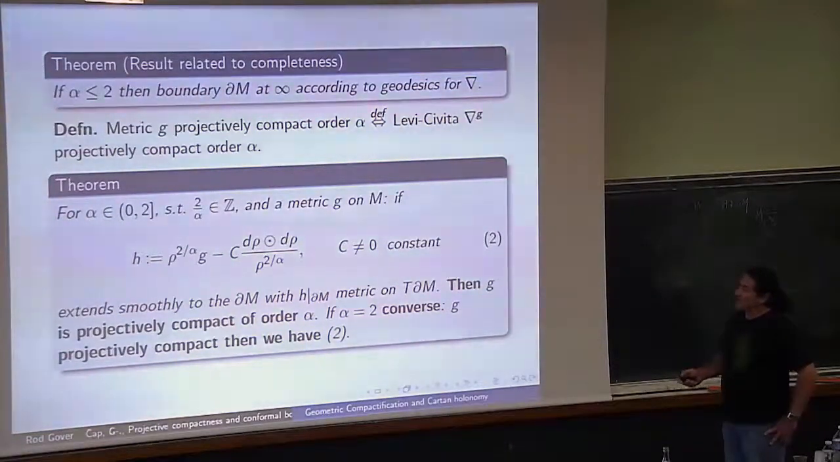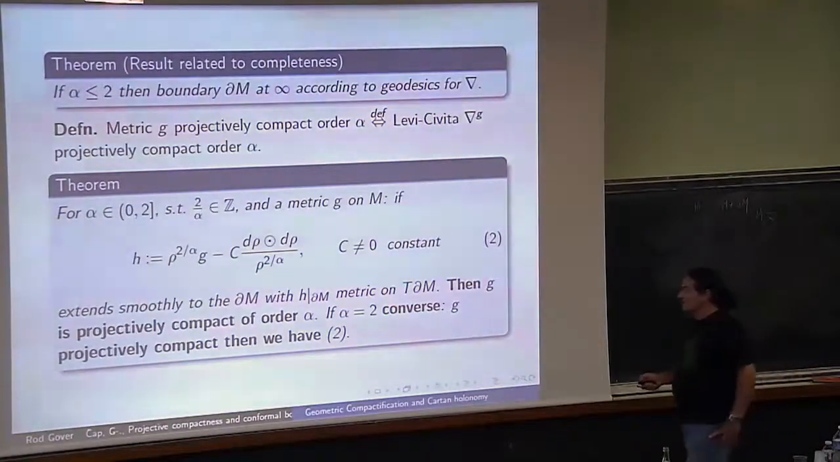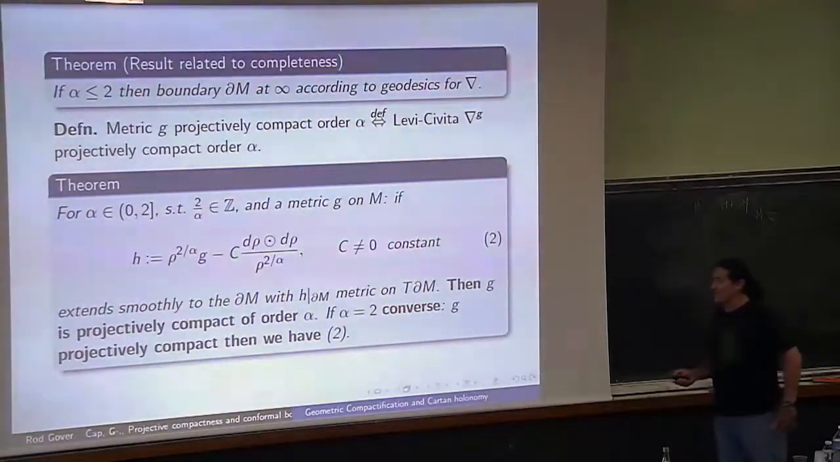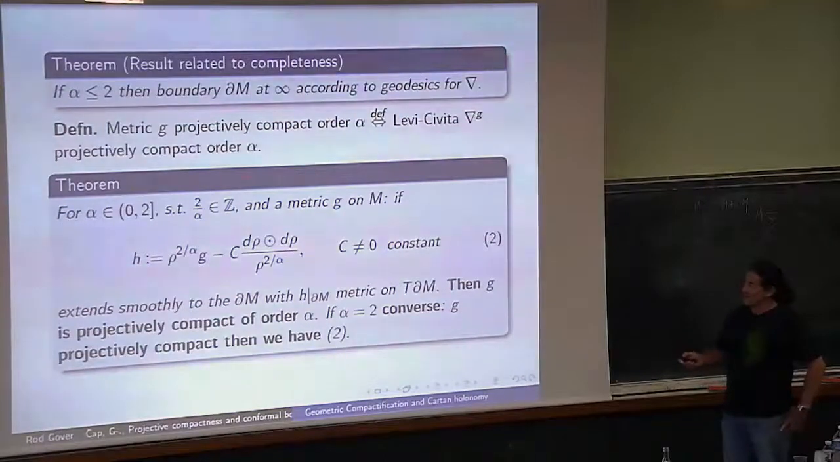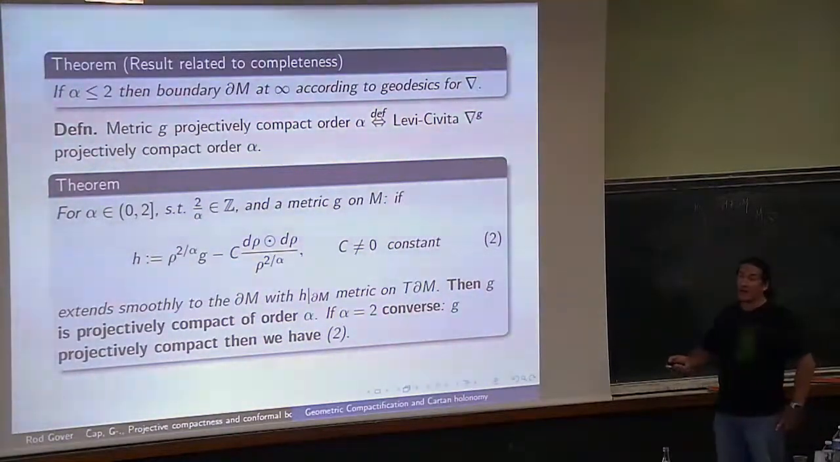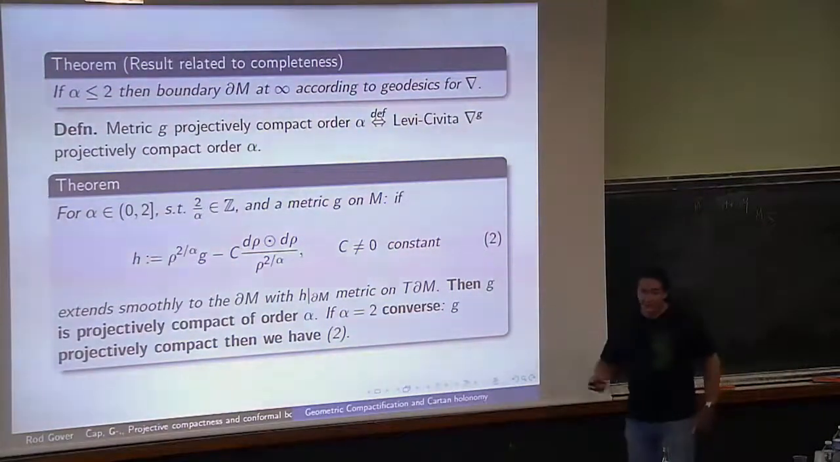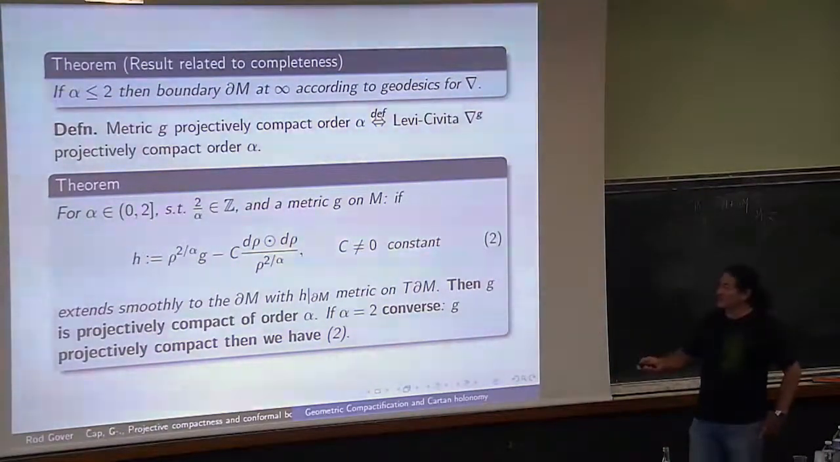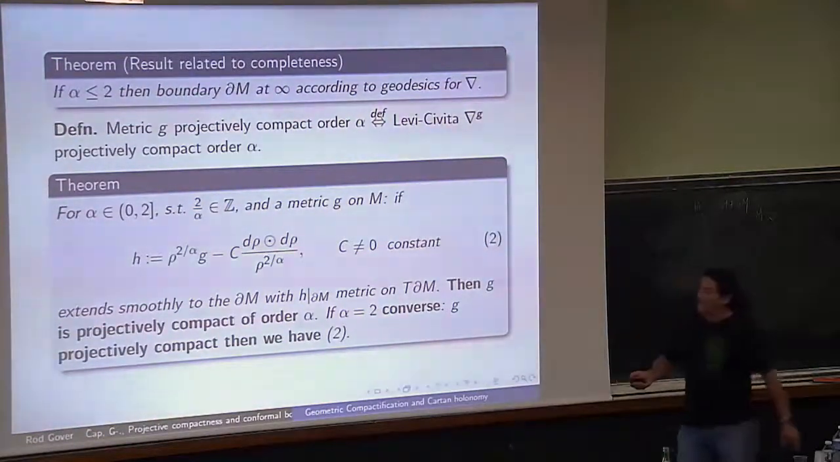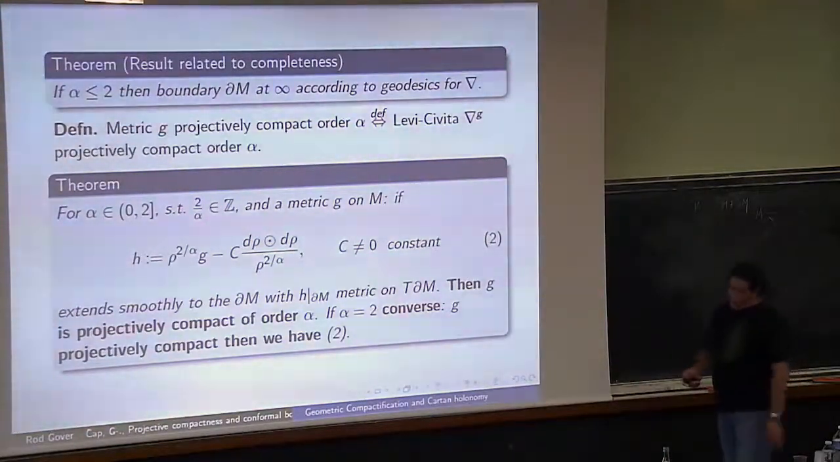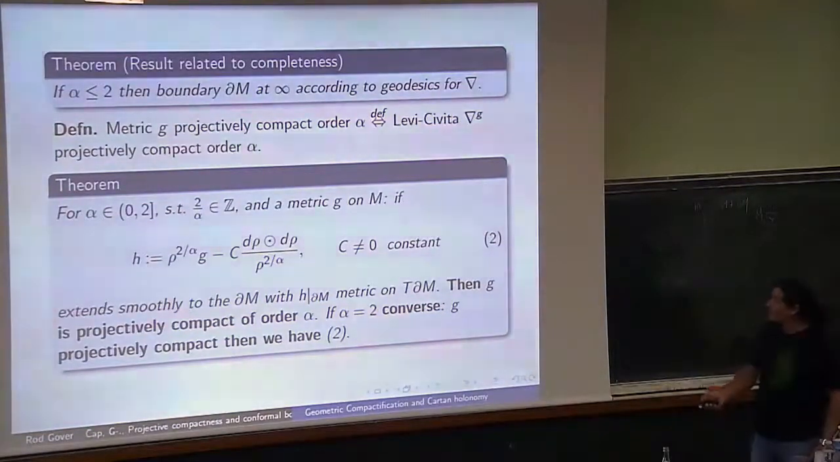Now, that's a sufficient condition. If alpha equals 2, and this is a relatively new result, we now have a converse of that. If a metric is projectively compact of order 2, meaning its Levi-Civita connection is projectively compact of order 2, then you're necessarily in this form with the constant. In fact, in the sufficient direction, you don't really need this to be constant. It needs to be asymptotically constant, but I'm just simplifying it for the talk.